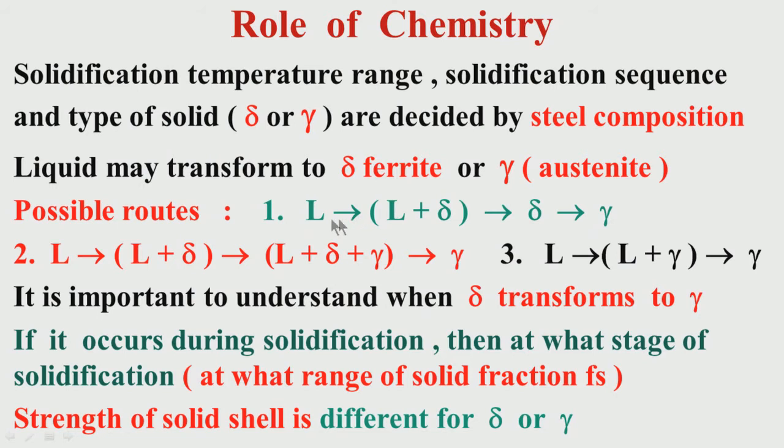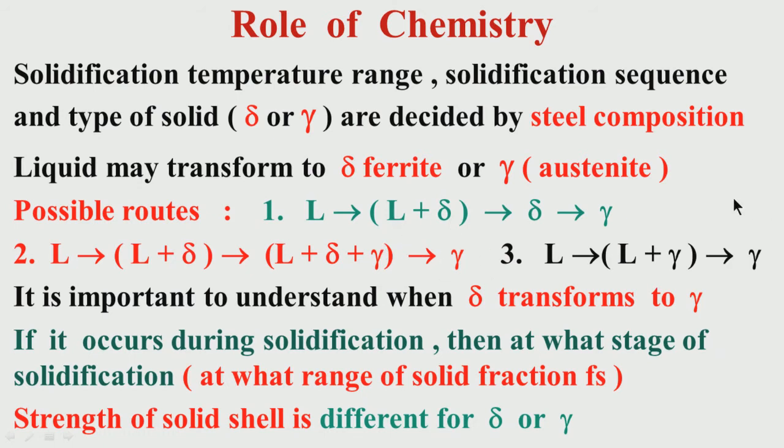Solidification takes place when the carbon is very low, you will find it takes place in the delta region, and then finally gamma is forming. So, within the peritectic range it also takes place first as delta and then goes to gamma, but beyond the peritectic range, that means more than 0.5% carbon, it is only through gamma. The three possibilities are there.